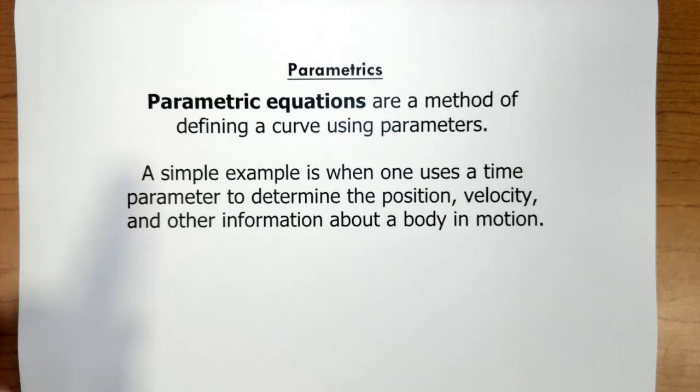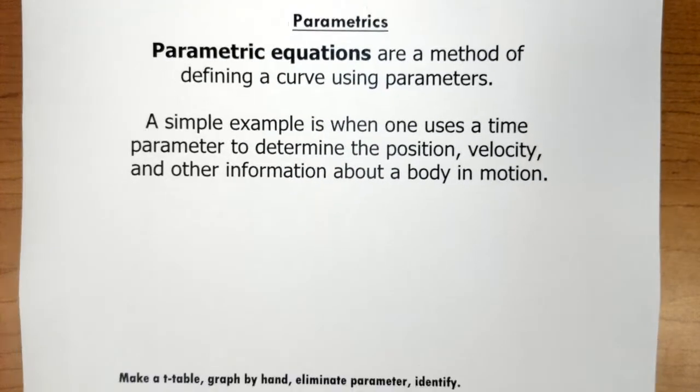Okay, today we're learning about parametrics. This is the last unit of the year, and then we will get into the final exam review. Parametrics are methods of defining a curve using different parameters. An example is when we use time as a parameter to represent the position or the velocity or other pieces of information about something that's moving. A lot of times we use parametrics in things like physics.